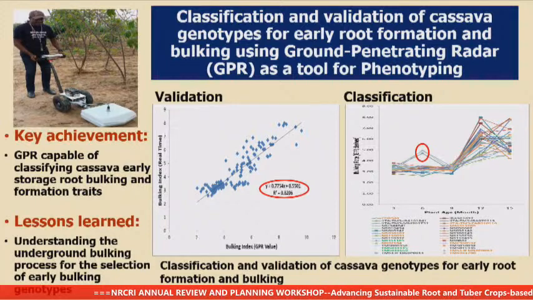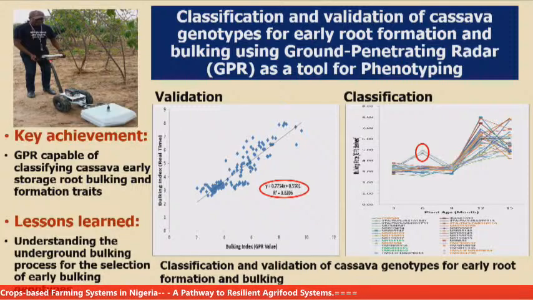Then, we had to assess the genotypes. We used over 250 genotypes to assess for early bulking using this GPR tool. We were able to identify 3 genotypes that are early bulkers at 6 months after planting.